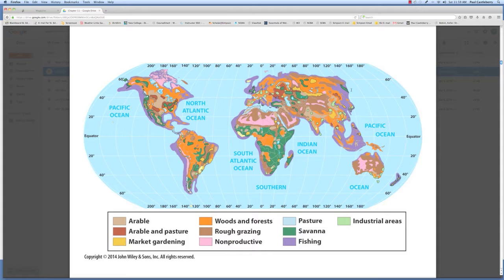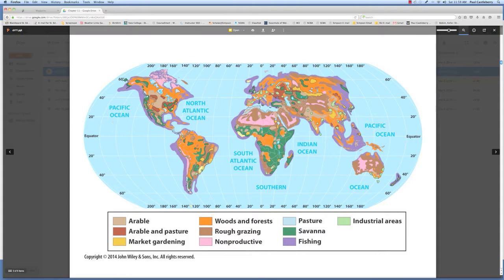But as you look at this, in terms of crop production, this is the big area right here. The central U.S. and portions of southern Canada.